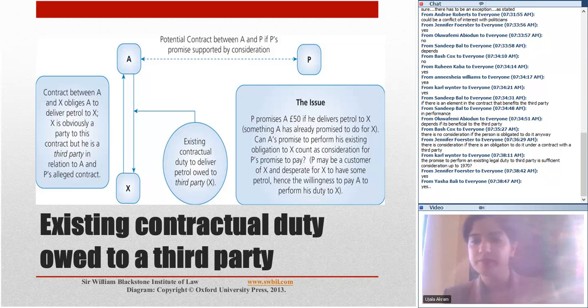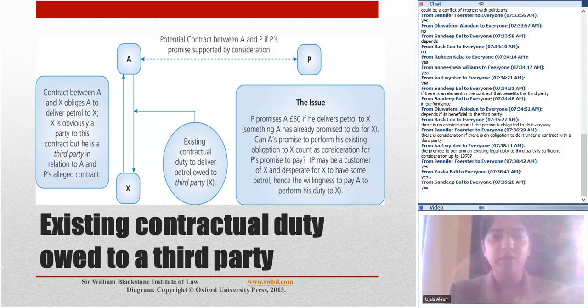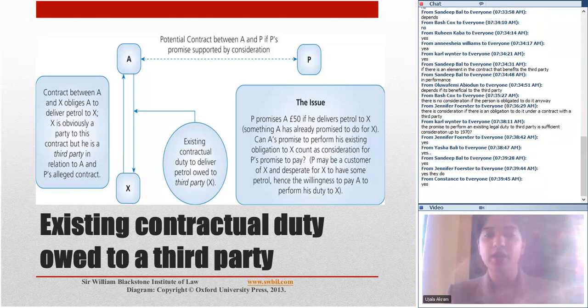Do you agree? Okay, yeah. So if you look at A and X, they already have a contract. You see the lines between these two are solid. That means we are assuming they have a contract that A is going to deliver petrol to X, right? But our issue here is whether A and P, do they have a contract here? Assuming that other elements of the contract are present, the issue that we are looking at here is consideration. Yes, they do, of course.